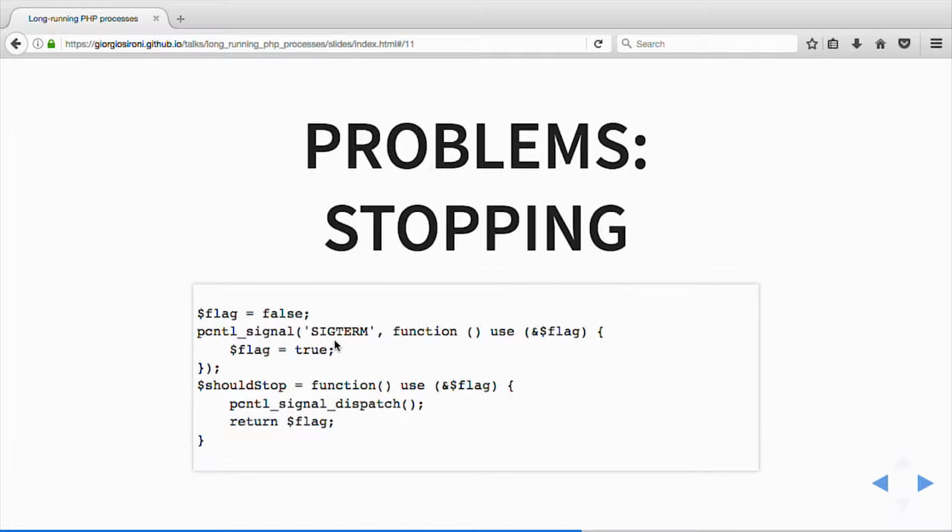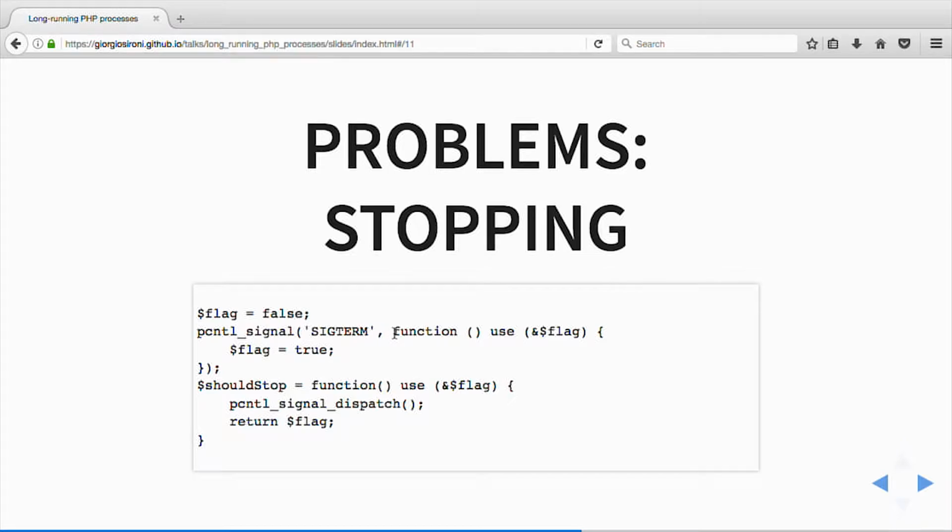In PHP, we are not multi-threaded, so we have a single thread of execution. We have to check for signals from time to time, and usually I do this in the stop condition of our main while loop. How do we access these in the standard PHP library? There are a couple of primitives. PCNTL stands for the process control extension. So we define a signal handler for the SIGTERM signal.